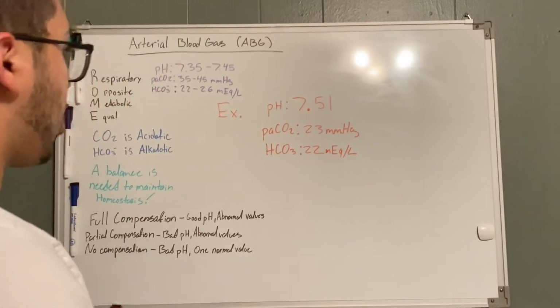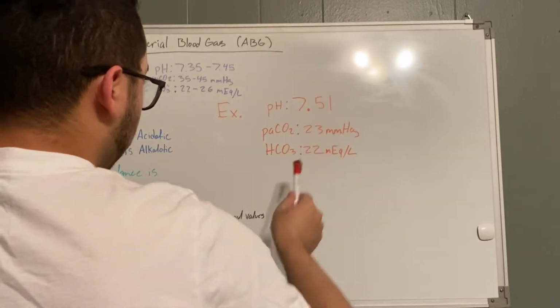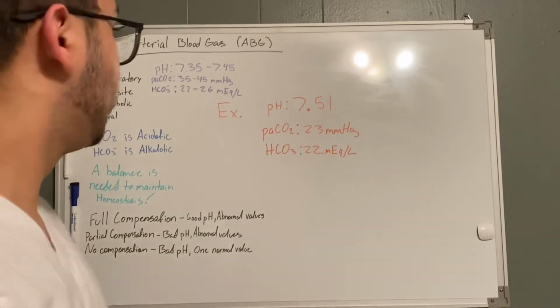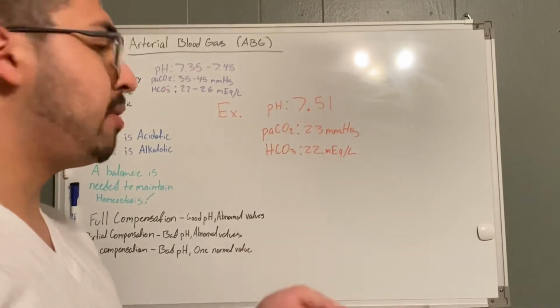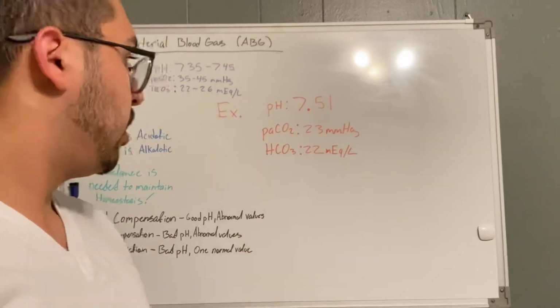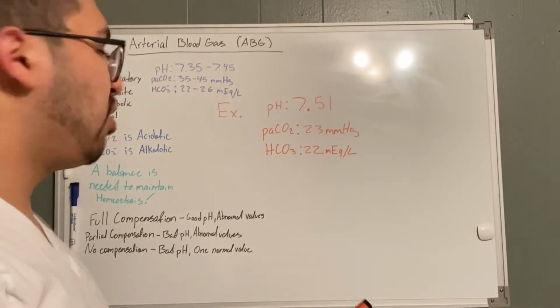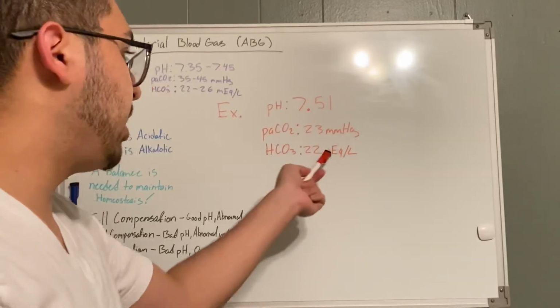So then you look at the carbon dioxide. Carbon dioxide is 23. Is that low or is that high? It's low, right? It's 23, it's below 35, so it's low. You look at the bicarb, it's 22. Is that low or is that high? That's normal. That's within normal range.